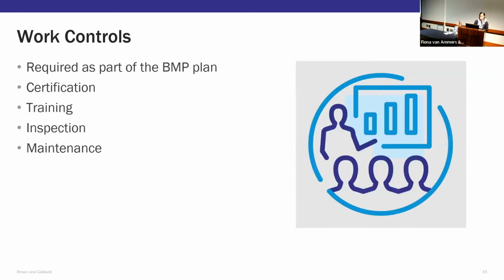Lastly, are work controls. And work controls is the training of individuals within the contractor's team to install, inspect, and maintain BMPs before and during construction. The team will generally be certified to manage all BMPs and to do weekly to monthly inspections and any cleanup of accumulated pollutants or repair, damage, or replacement to BMPs.